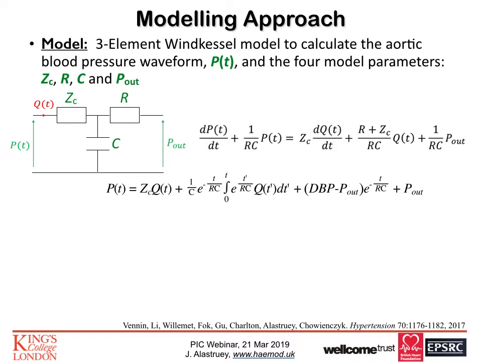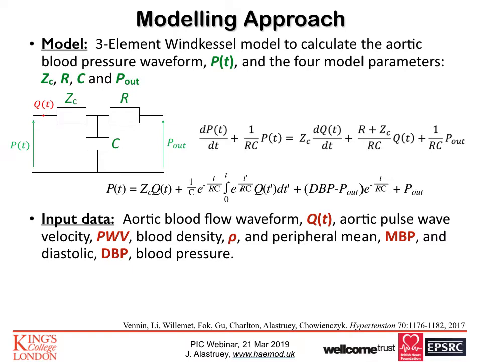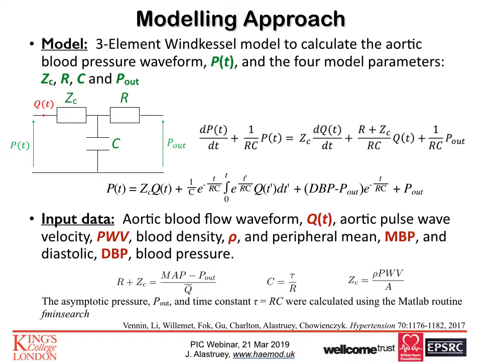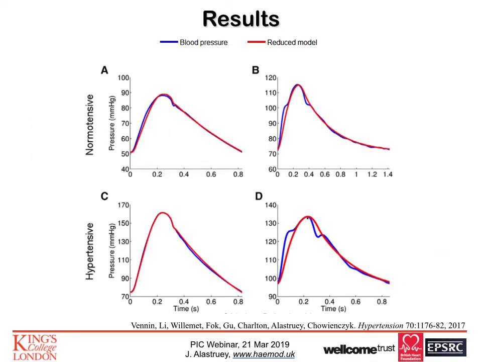The input data that we had to calculate the model parameters were the aortic blood flow waveform, QT, aortic pulse wave velocity, PWV, blood density, ρ, and peripheral mean and diastolic blood pressures. The equations below were used to calculate the parameters ZC, R, C, and P out from this input data, so that we were able to calculate aortic blood pressure from aortic flow. Let's move on to the results.